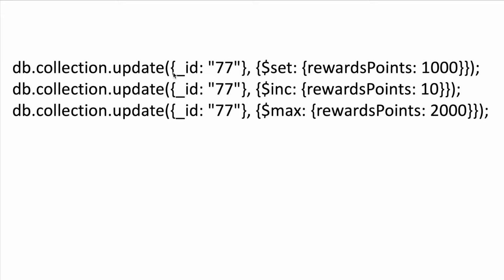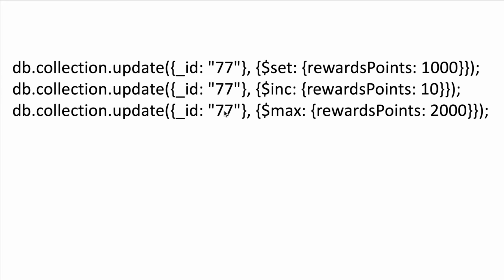Now each customer has reward points. And here's a case where we don't care what the reward points were before. We're just going to set it at 1,000. So this would set the reward points to 1,000. However, this next one, if it was run, would take whatever the existing value is and add 10 to it. So if the first one was done, it would be 1,000. Then we'd increment it, and then it would be 1,010.